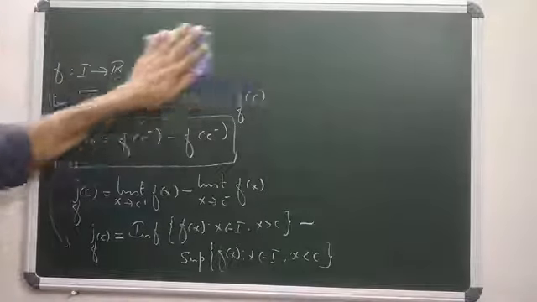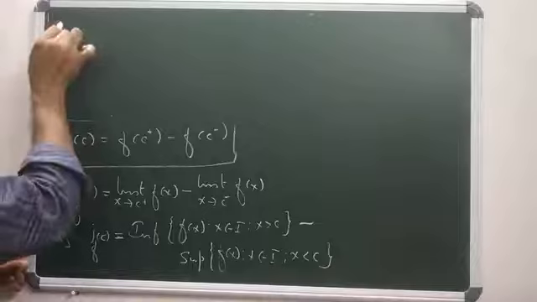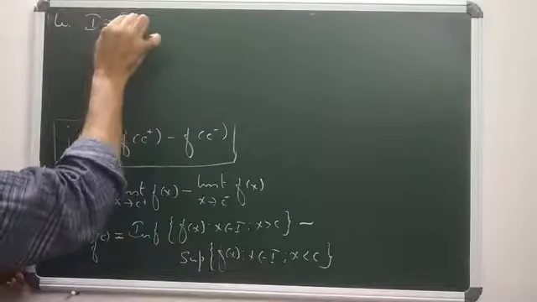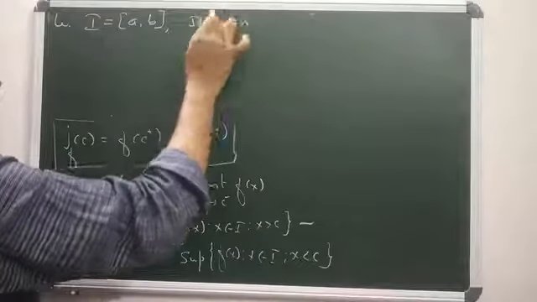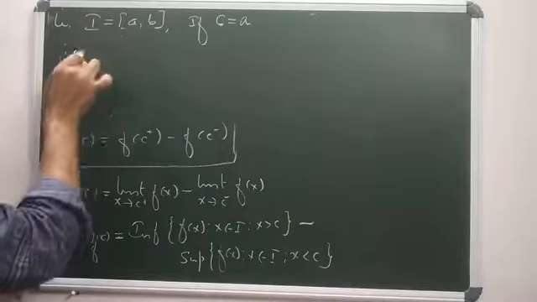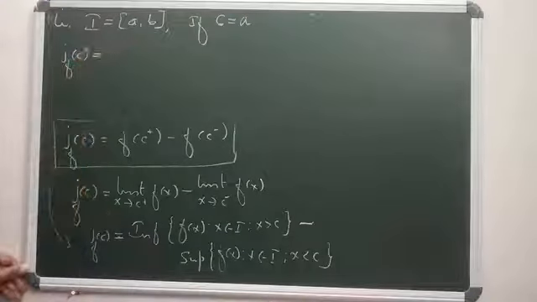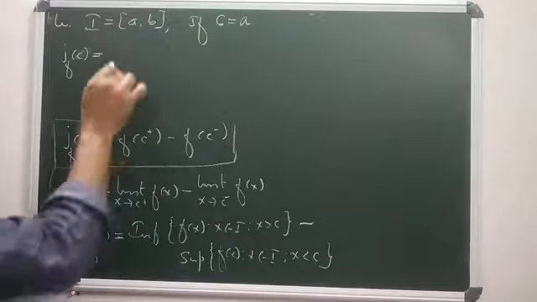Now, from this definition, suppose C is an endpoint. Say C is the left endpoint, that is, I is the closed interval [a, b] and C equals a. Then J_f(C) is, if C is the left endpoint, the limit as x tends to C from the right of f(x) minus f(C).